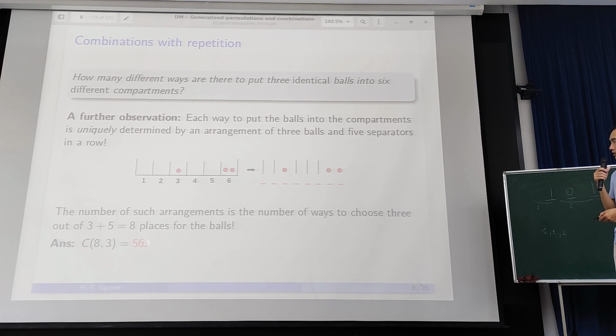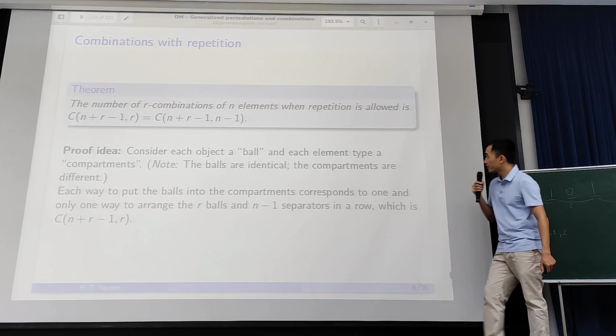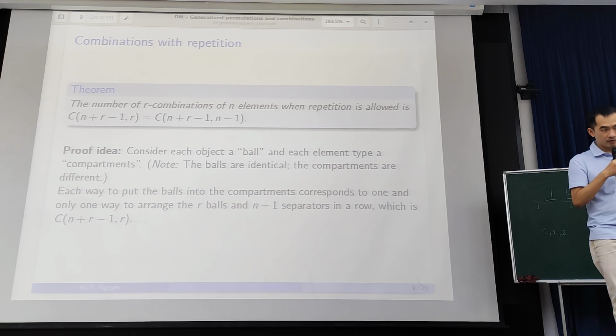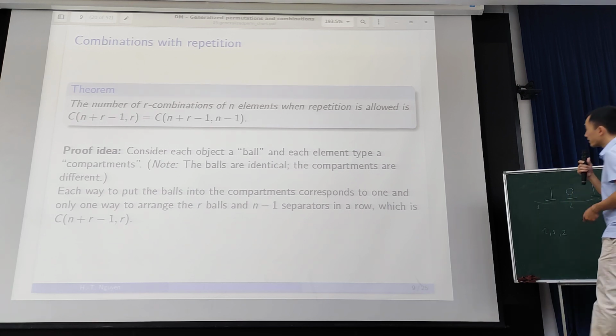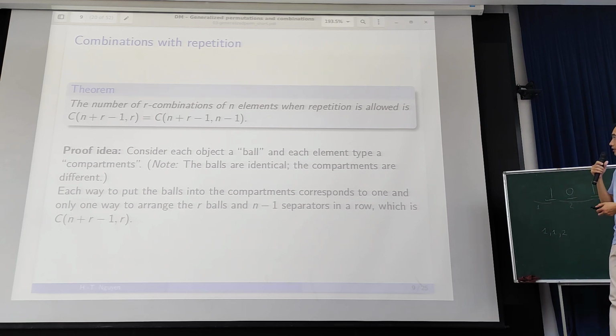So here you can remark that in the first example where we allowed repetitions, we had 216 possible outcomes. But now that we ignore the ordering of the result, we have a much smaller number. And so here you can generalize this result to get this general formula.